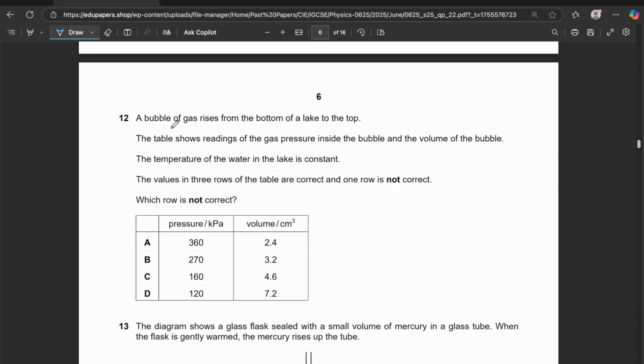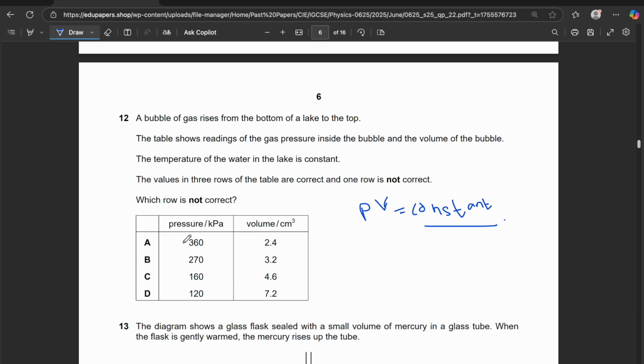12. A bubble of gas rises from the bottom of a lake to the top. The table shows readings of the gas pressure inside the bubble and the volume of the bubble. The temperature of the water in the lake is constant. The values in 3 rows of the table are correct and 1 row is not correct. Which row is not correct? So we have pressure and volume. We know this equation where PV is equal to a constant.